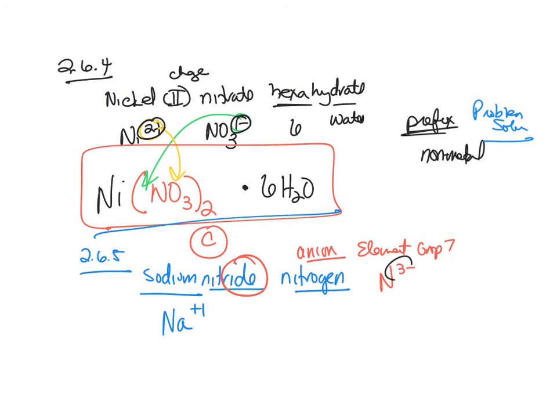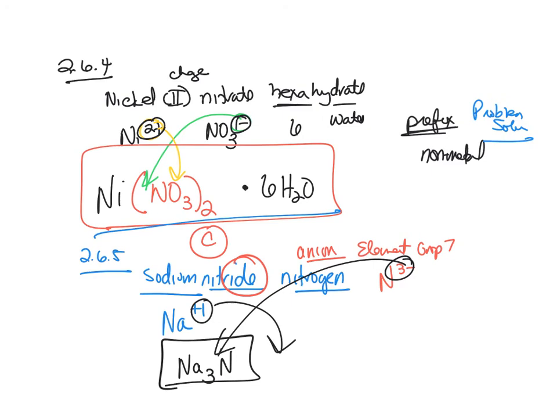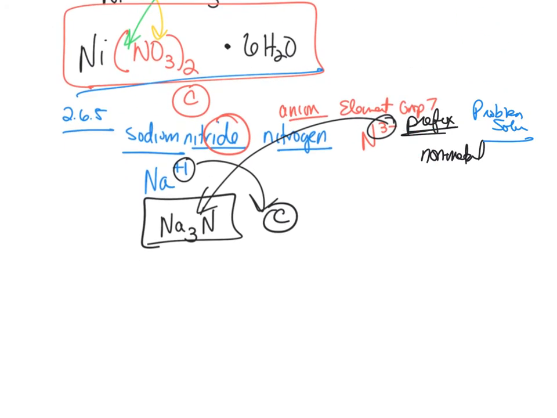So now when we put these together with our crossover, we find that there's 3 sodiums and there's 1 nitrogen. And so that would be sodium nitride. And that is an ionic compound because it's a plus and a minus. And the answer is C.